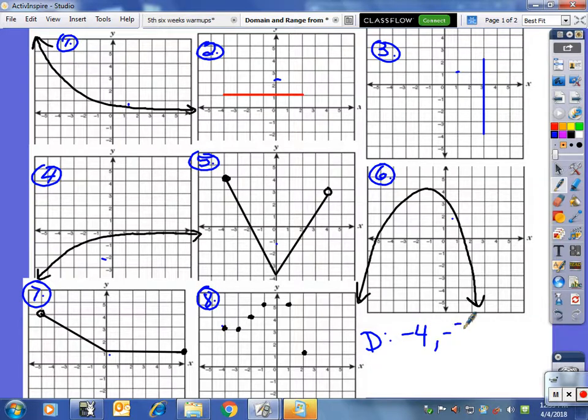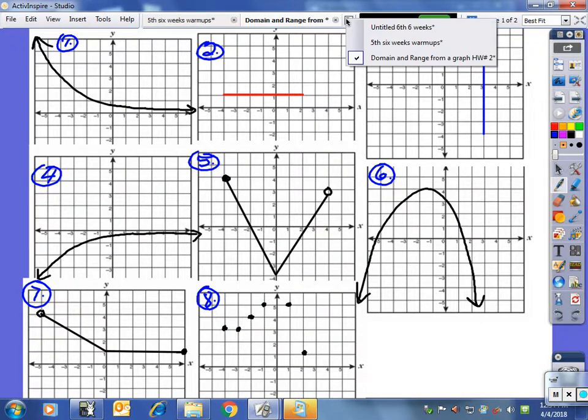The domain is -4, -3, -2, -1, 1 and 2. Range: there's not as many range values because a couple of them are repeating. It's okay for the y's to repeat. It's still a function. 1 is the lowest, then 3, 4, and 5. Now, please listen carefully because a lot of you missed this on the last mock test.